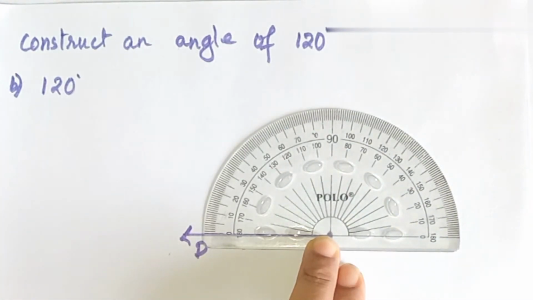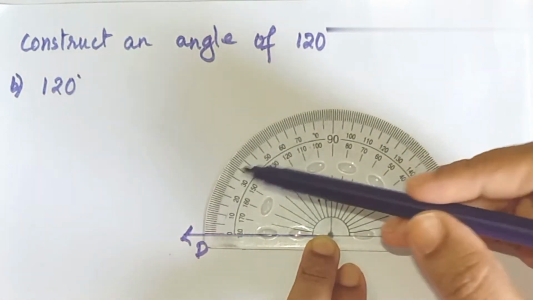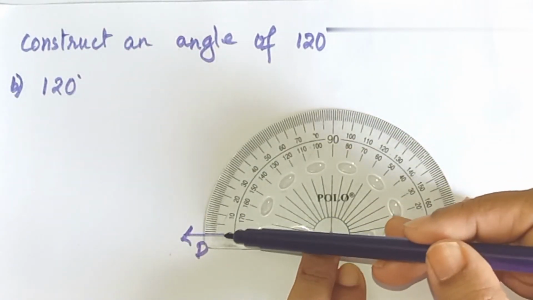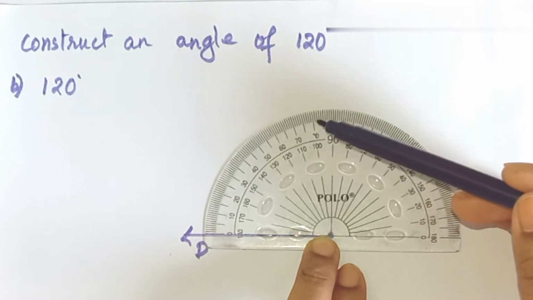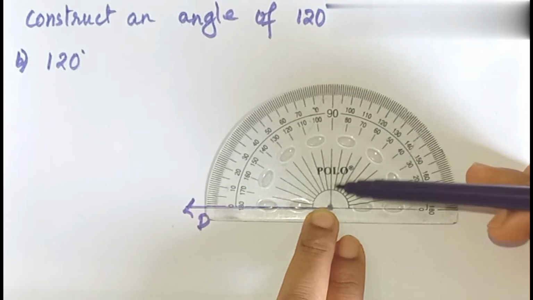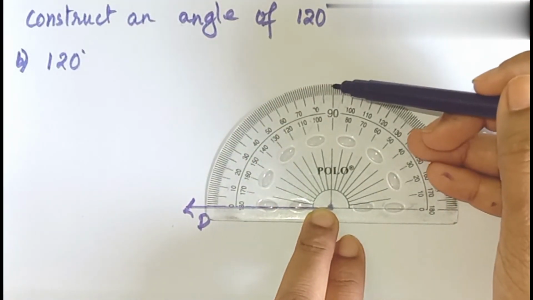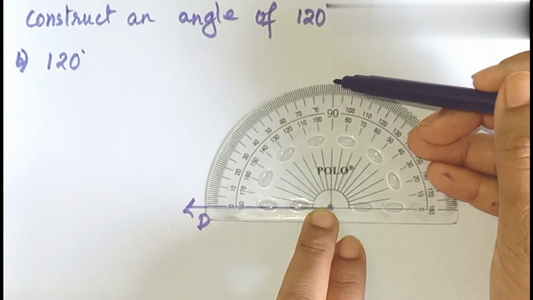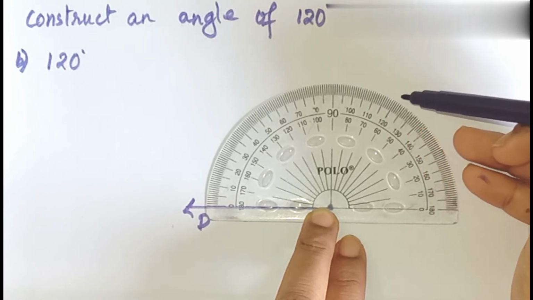Now check the scale. Inner scale says 180 and the outer scale says 0. So which scale will we follow? Yes, outer scale. So we want to go till 120. 0, 10, 20, 30, 40, 50, 60, 70, 80, 90. Friends, as we are doing an obtuse angle, your angle should be more than 90. So here we have reached 90. This is 100, 110 and 120.